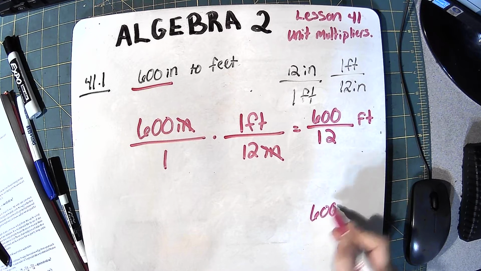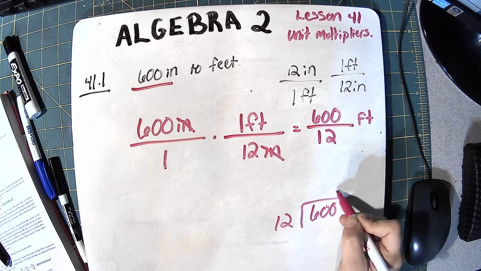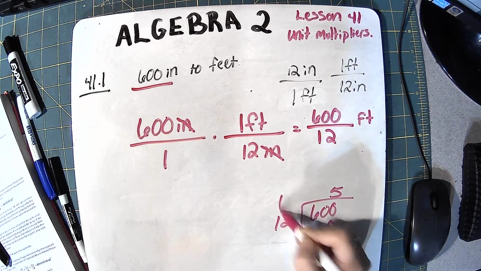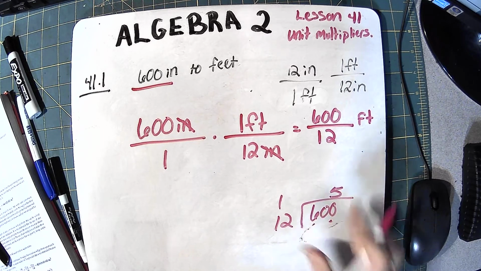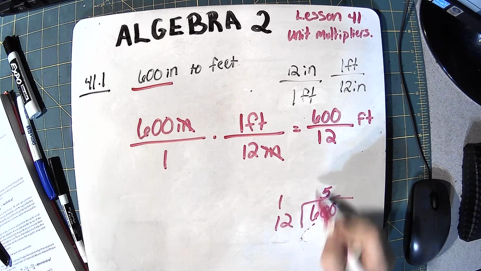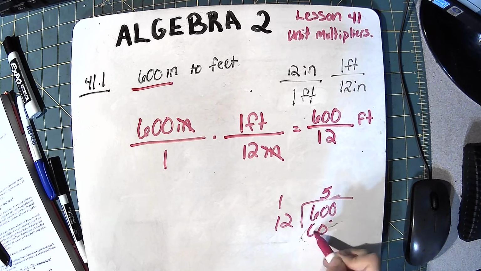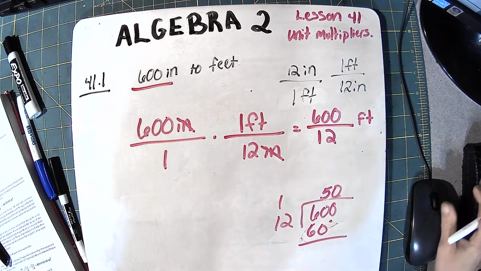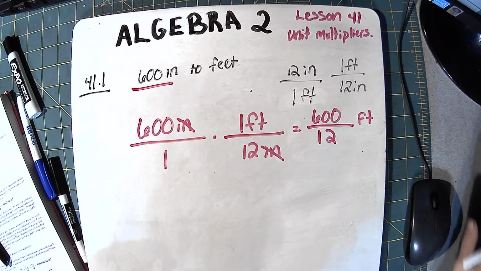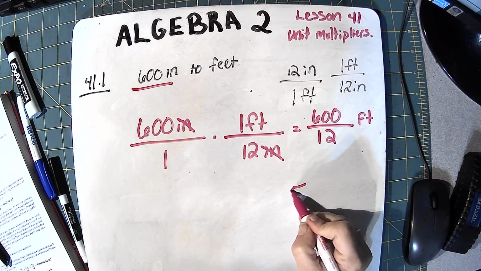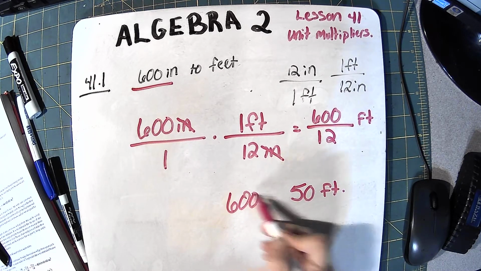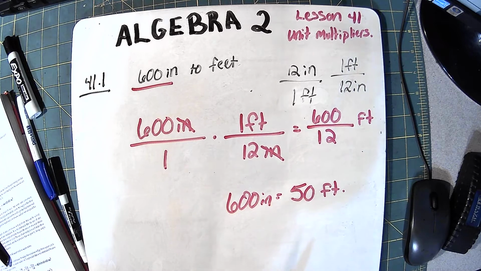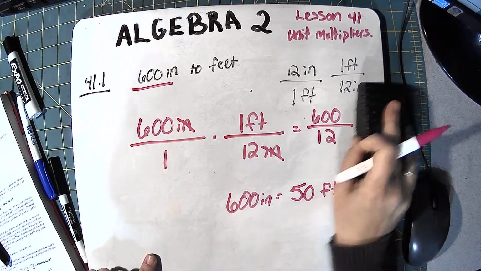I could do it like this over in the corner. 5 times 2 is 10. 5 times 1 is 5, 6. And then 50. So the answer to that is 50 feet. So 600 inches equals 50 feet. Okay, that was the first one.